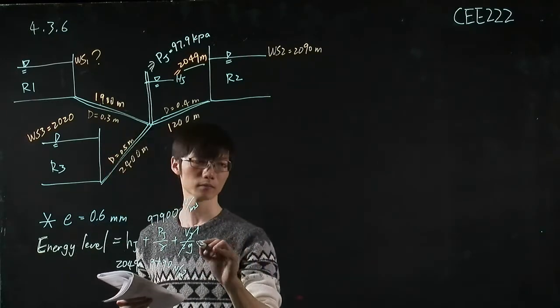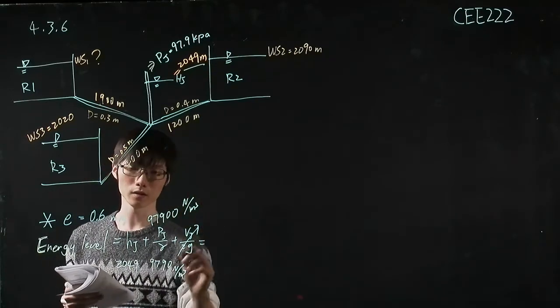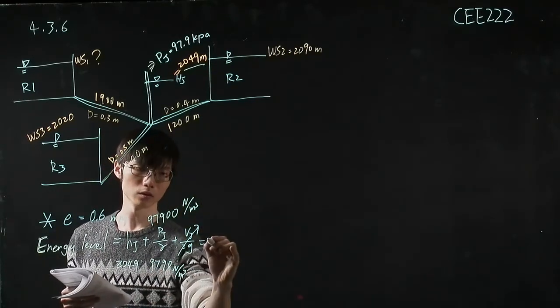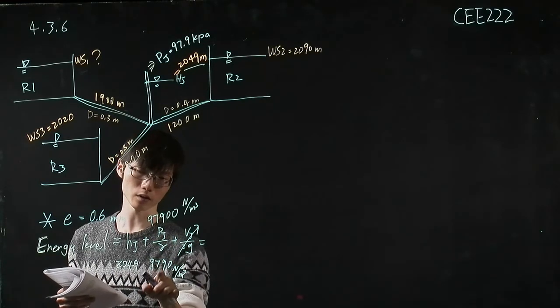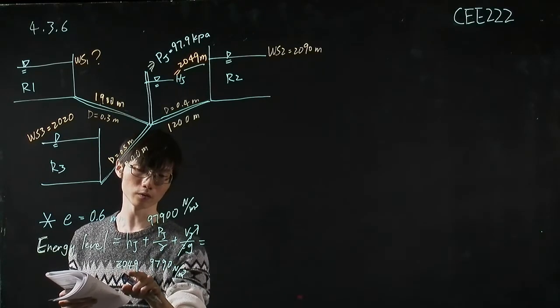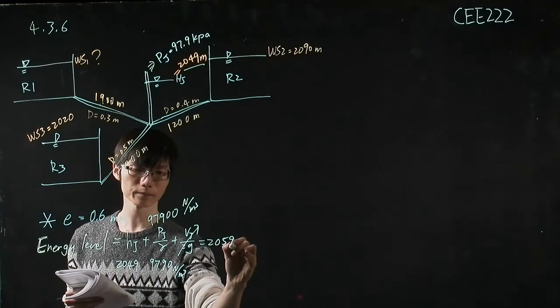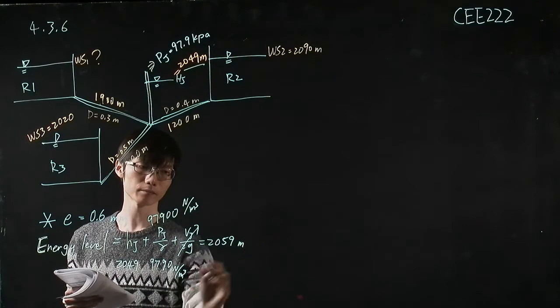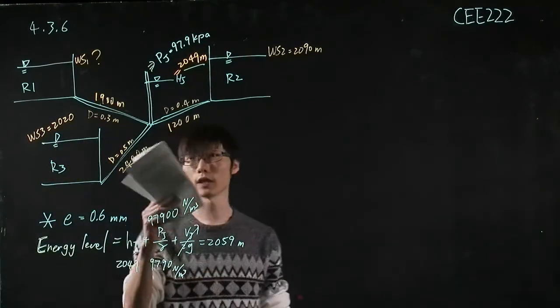So we got the energy level for this system. This term divided by this term is equal to 10. So 10 plus 2049 is 2059 meters. Okay, so we know that.